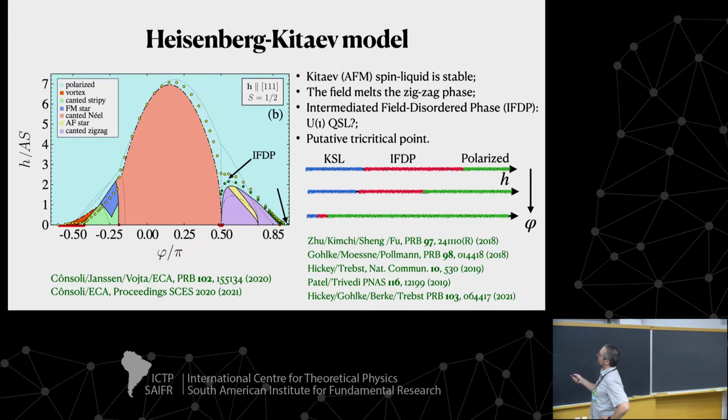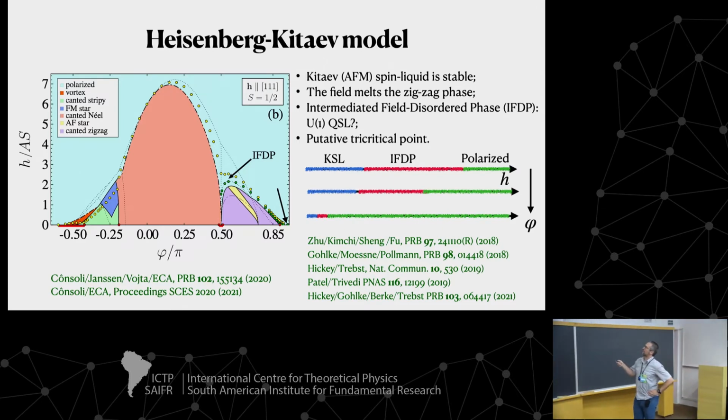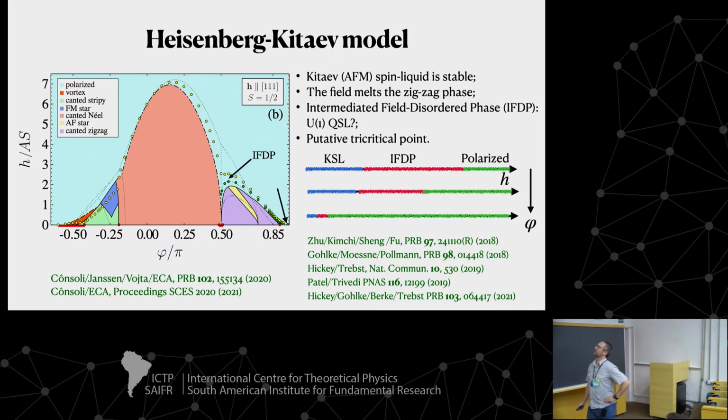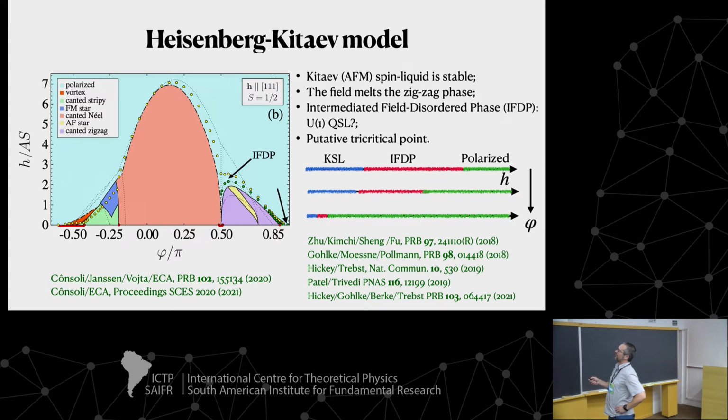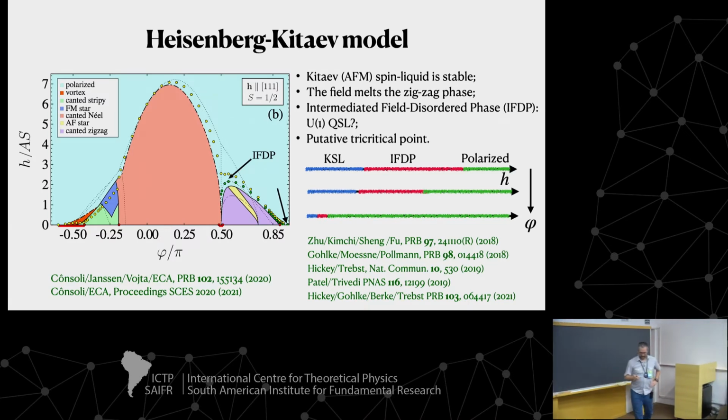If you increase the field, you see it's still stable. There is a new phase here, an intermediate phase. And then, essentially, you go to the polarized phase. This was essentially discovered four or five years ago. So the Kitaev model has a second spin liquid, at least a putative spin liquid, which is this intermediate phase. You start with the Kitaev spin liquid, increase the field, and have this disordered phase here, which is compatible with a U(1) quantum spin liquid, but that does not matter much. There is in principle another spin liquid phase, and then you go to the polarized phase. So this is a really interesting model.